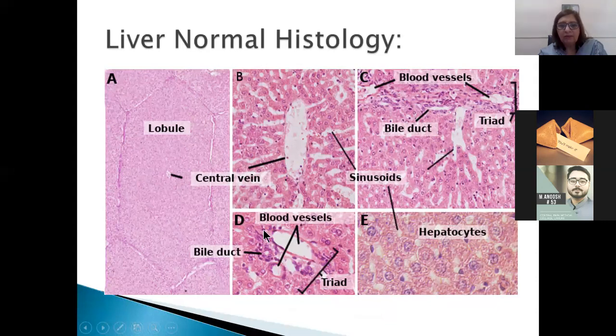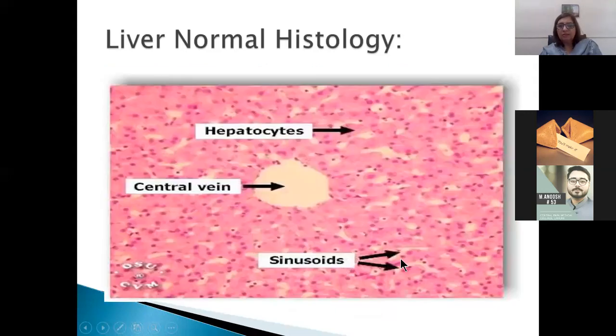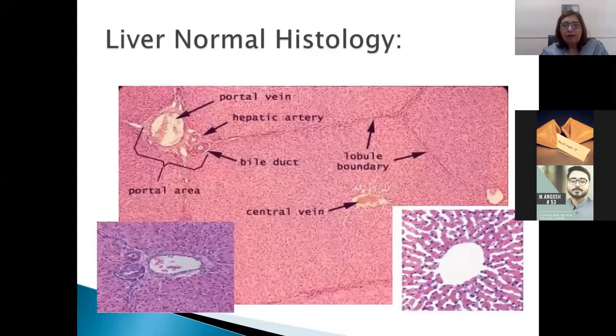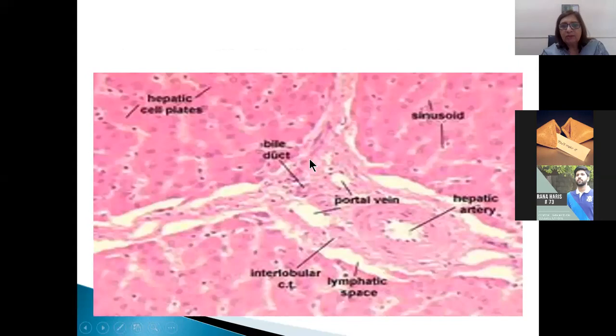This is the portal triad again. This is also a high power view: central vein, hepatocytes, and sinusoids. And you know, between the sinusoids and the hepatocytes, a space of Disse is present, which contains the myofibroblast cells, which are helpful in the laying down of collagen fibers, which happens in the case of cirrhosis, which I'm going to discuss later. So this is again the normal histology of the liver: portal vein, bile duct, and hepatic artery present in the portal triad.